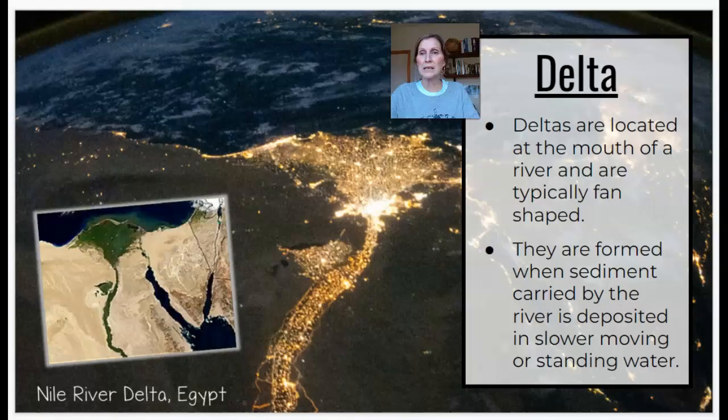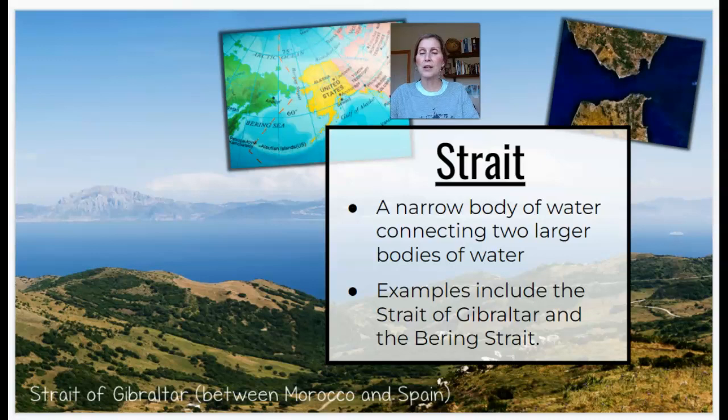Then we have a delta. Deltas are located at the mouth of a river and are typically fan-shaped. They are formed when sediment carried by the river is deposited in slower moving or standing water. A strait is a narrow body of water connecting 2 larger bodies of water. Examples include the Strait of Gibraltar and the Bering Strait.